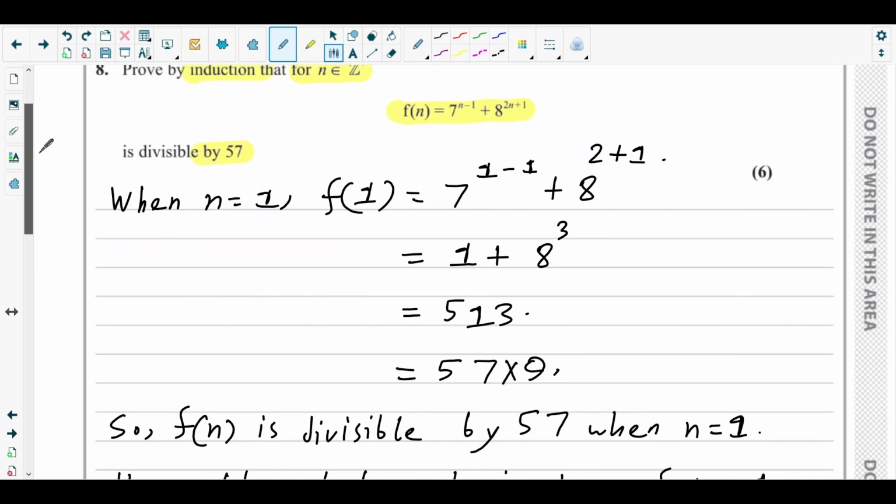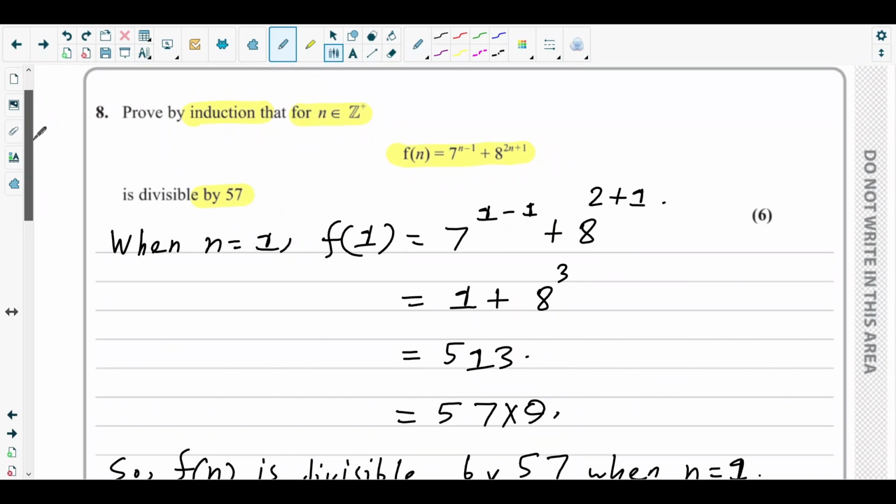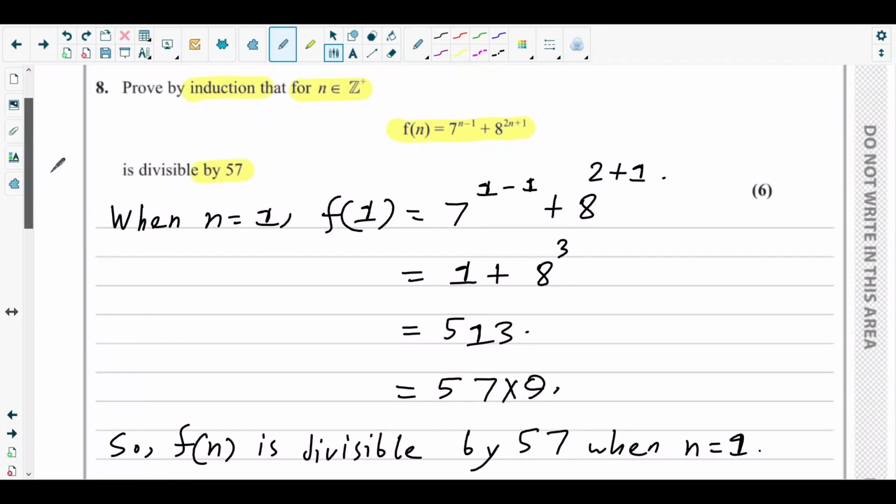The second step is basically the induction step, inductive step or induction step, whatever you say. In the induction step, we have to show that if the given statement is true for n equals k, then it is true for n equals k plus 1. We can't directly show that, so basically we have to do some induction here.